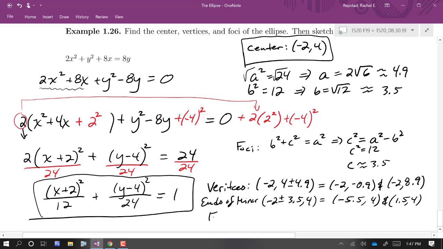And then foci are always on the same axis. They're on the major axis along with the vertices. So I'm going to take negative 2; that coordinate will stay the same. I'm going to add and subtract 3.5 from 4.